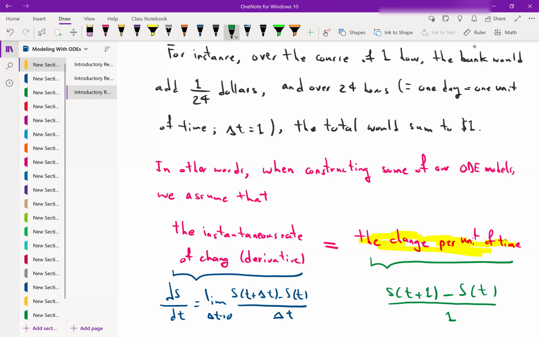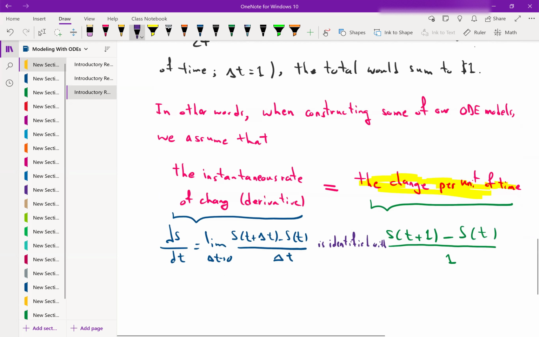And we are identifying the left-hand side with the right-hand side. Identified with means considered the same as. In some of our models, we do this. Now, how accurate this is, later we can look at the results of our model and compare it with real-world data to see whether it was a good approximation or not.